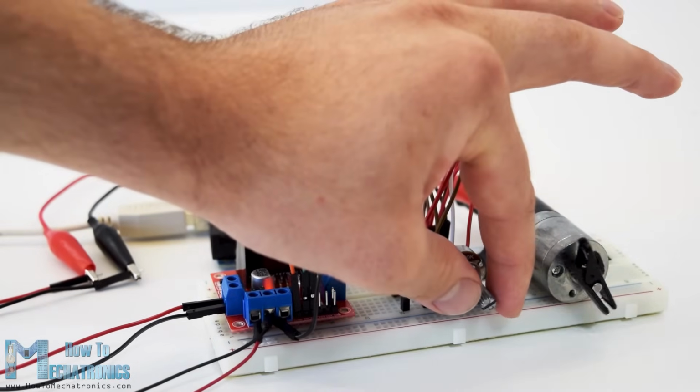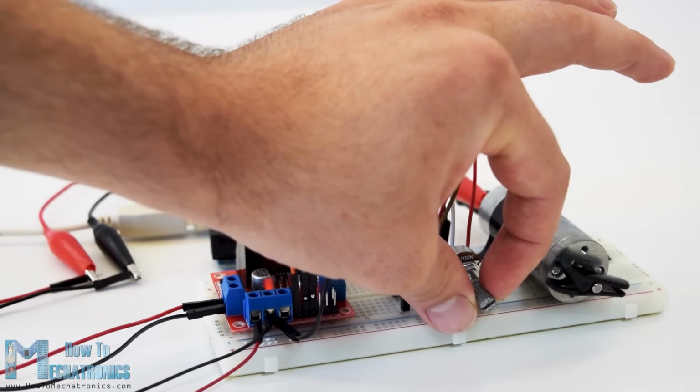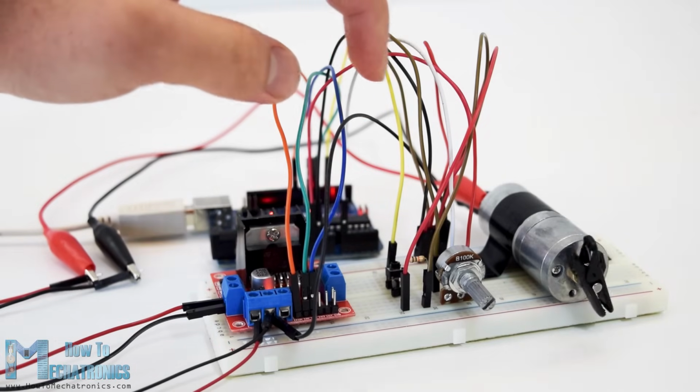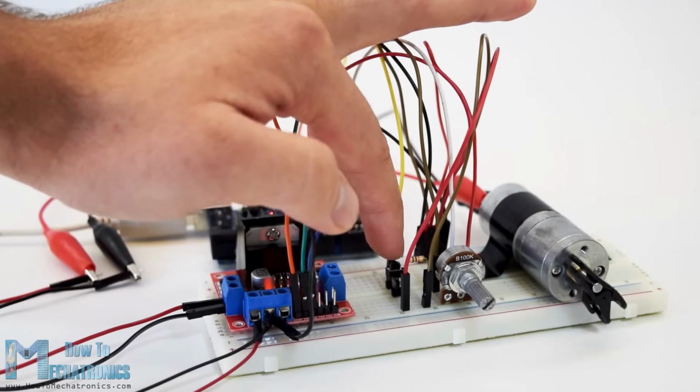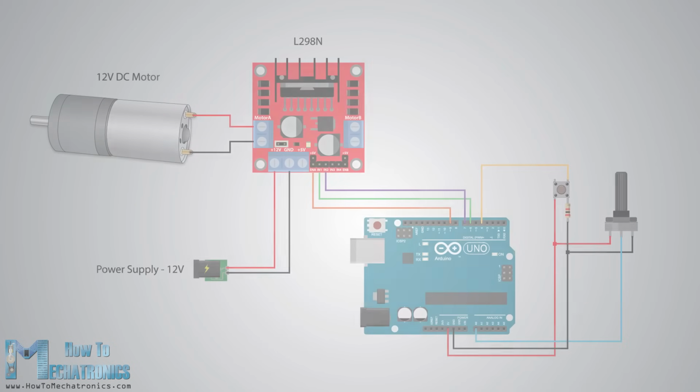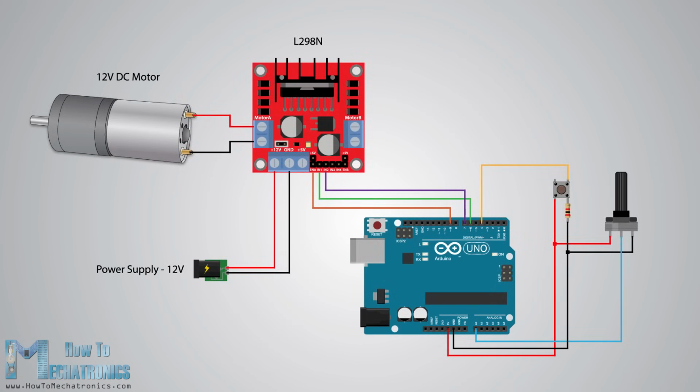In the first example, we will control the speed of a motor using a potentiometer and change the rotation direction using a push button. Here's the circuit schematic. So we need an L298N driver, a DC motor, a potentiometer, a push button and an Arduino board.